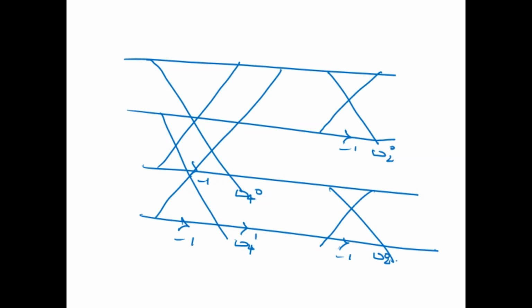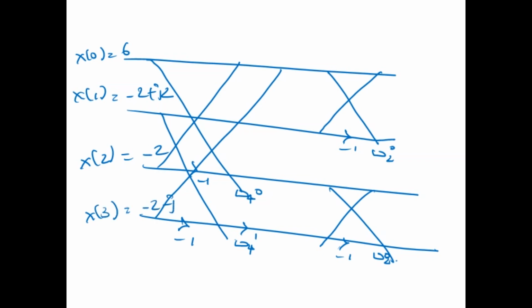So it is given x of 0 is 6, x of 1 is minus 2 plus j2, x of 2 is minus 2, x of 3 is minus 2 minus j2. So first stage output will be 4, minus 4, 8 and 4. These are the inputs for second stage.